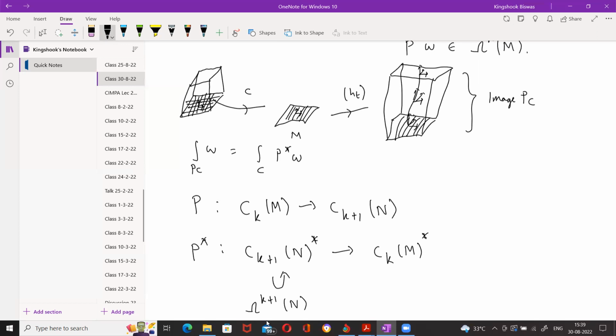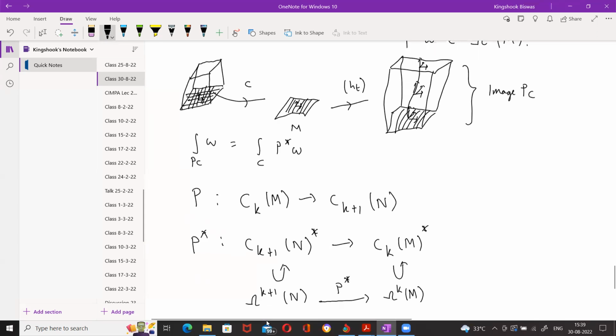And sitting inside this, I have omega Km, right? And what this formula says is that the dual of P sends the space of k plus 1 forms in N to the space of k forms in M. And the dual is given by this explicit formula that we had, all right? That we have here.